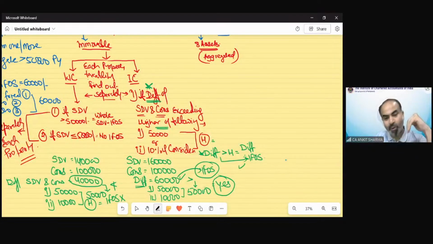If the difference is lower, no income from other source. If the difference is more than that higher value, exceeding the higher value that we found, then in that case, that would be your income from other sources. Clear?